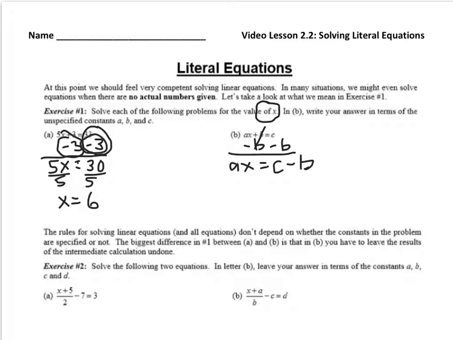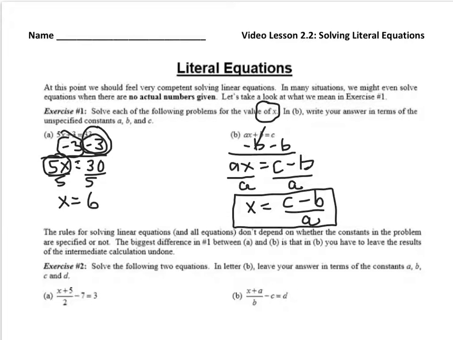Now, over here, we had 5x equals 30, so we divided both sides by 5 to get our answer. We're going to do the same thing here. We have x times a. We're going to divide both sides by a to get our answer. You're left with x equals c minus b over a. And that's your answer. Notice the answer is not a number. The answer is actually an expression.